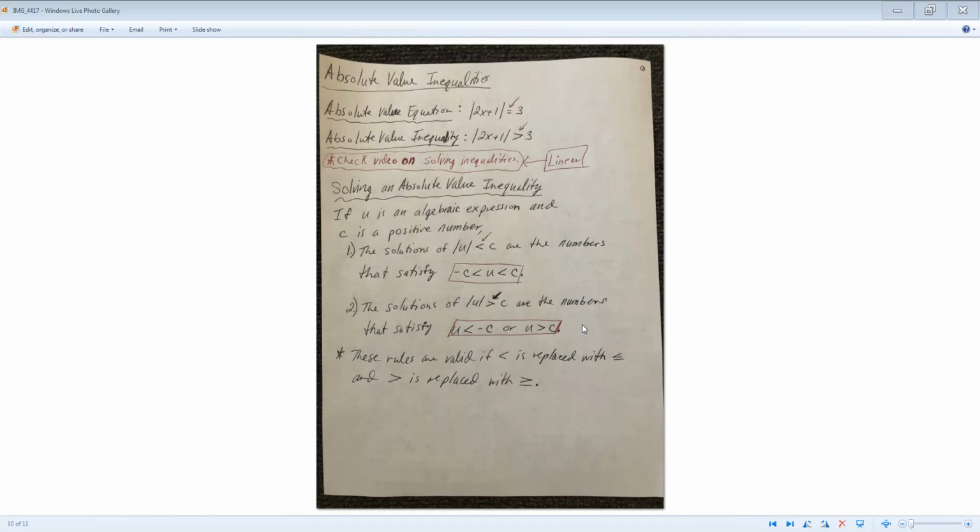Once you set them up according to the inequality that you have, you can go ahead and solve accordingly. Then these rules also are in play if you have the or equal to sign attached to your less than or greater than symbol. So let's do a few examples.